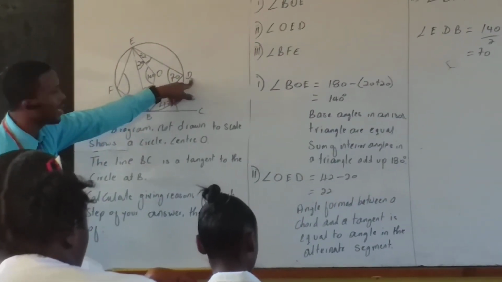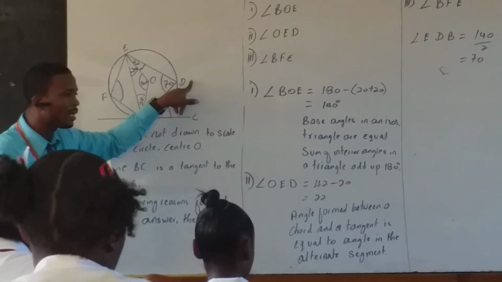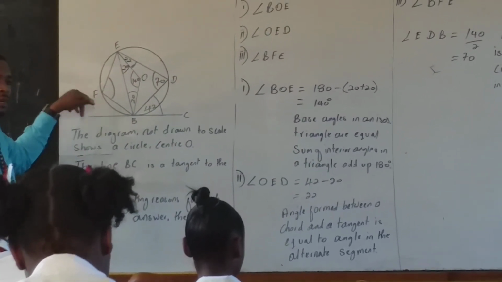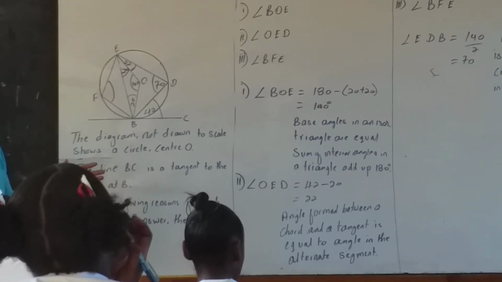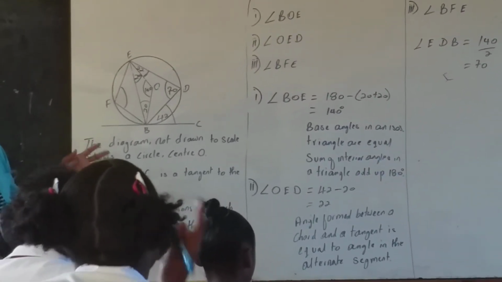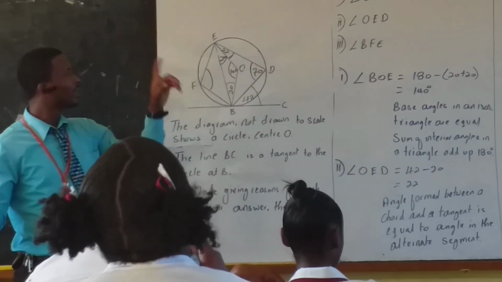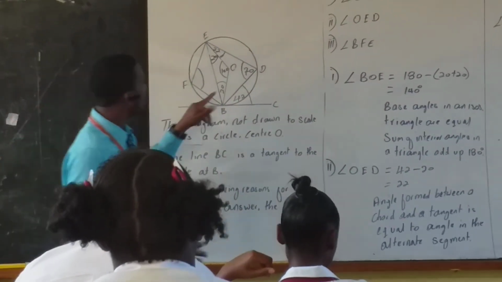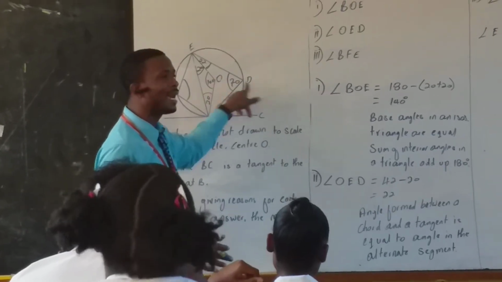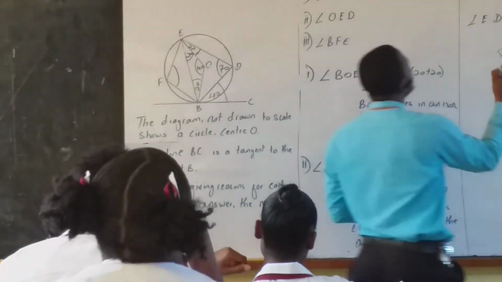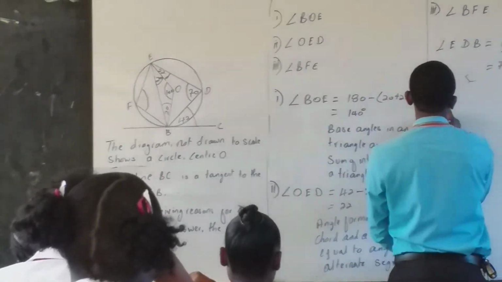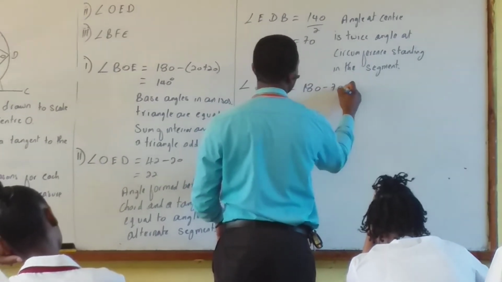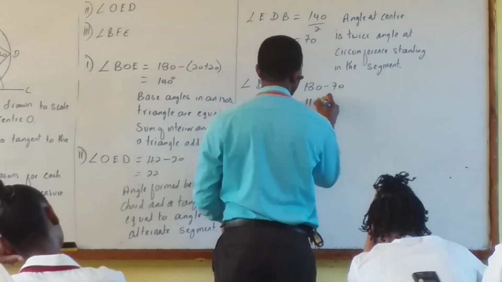Now that I know this angle that touches the circumference at D, is there a relationship between the angle touching the circumference at D and the angle touching the circumference at F? Opposite angles in a cyclic quadrilateral are supplementary. So then these are opposite angles in a cyclic quadrilateral. 180 take away 70, so angle BFE is equal to 180 minus 70, which is 110 degrees.